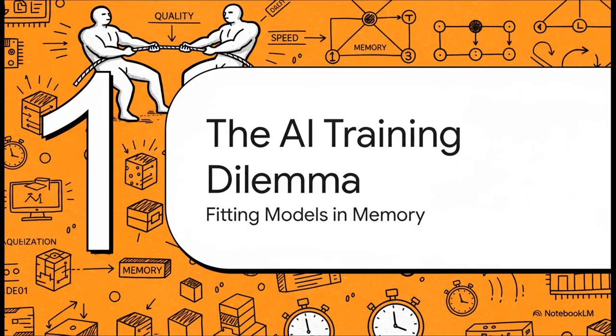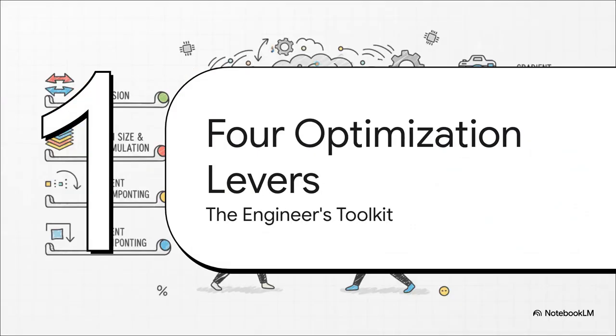So let's just quickly set the stage here. We're talking about the AI training dilemma. Why is it so ridiculously hard to fit these models into memory in the first place? Let's break it down. Okay, so now for the solution. The 4 optimization levers. This is really the engineer's toolkit for making all of this work.